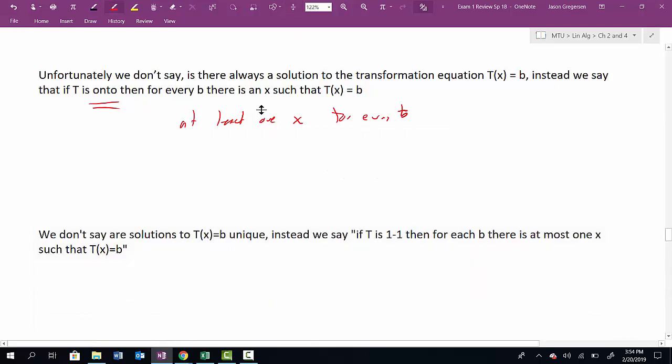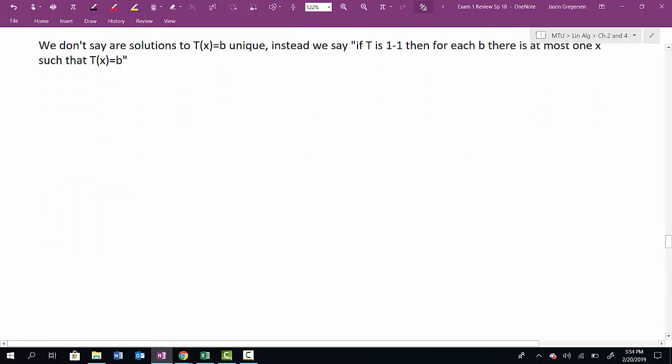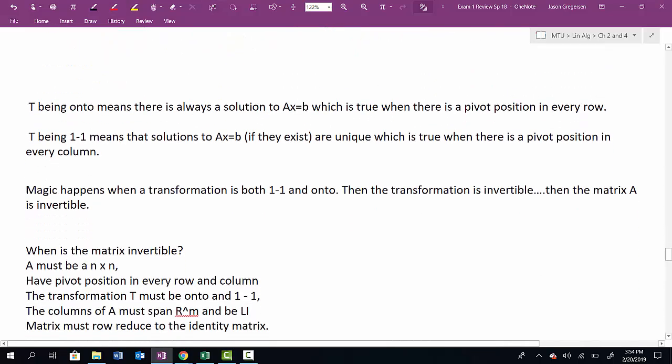we don't say our solutions to Tx equals b are unique. Unfortunately, we don't use that language, but this is basically what it means. We say the transformation is 1 to 1 if for each b, there is at most one x that maps to b. So the idea of 1 to 1 is the same thing as uniqueness. And if we had a transformation, we could generate the matrix. If there's a pivot in every column, the transformation would be 1 to 1. So we had that vocab for our transformations.